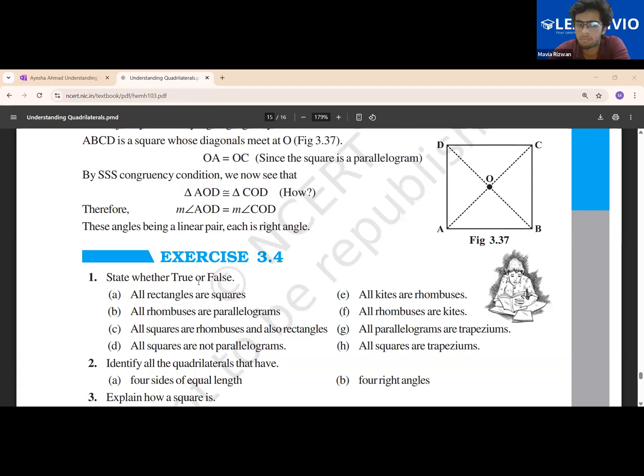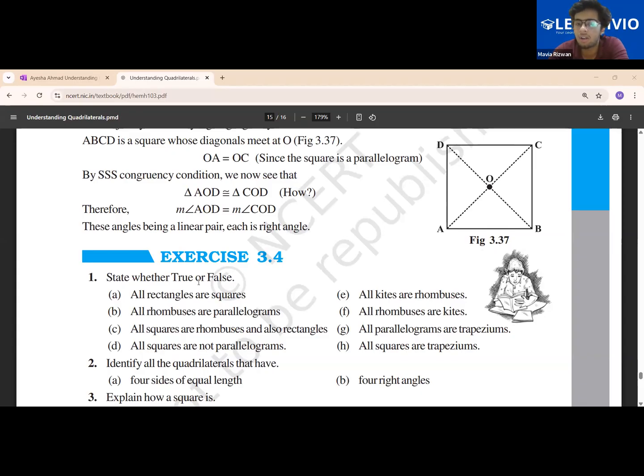Yes, sir. True. Correct. All squares are rhombuses and also rectangles. True or false? True. Correct. All squares are not parallelograms. All squares are not parallel. False. Yes. All squares are parallelograms.